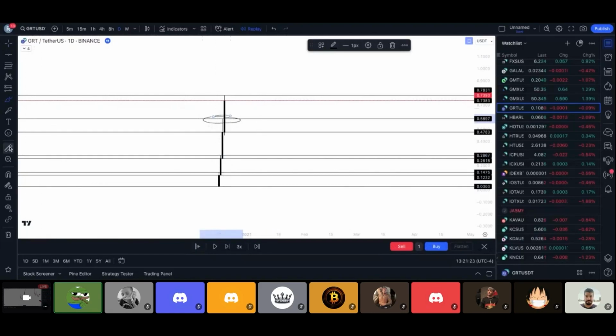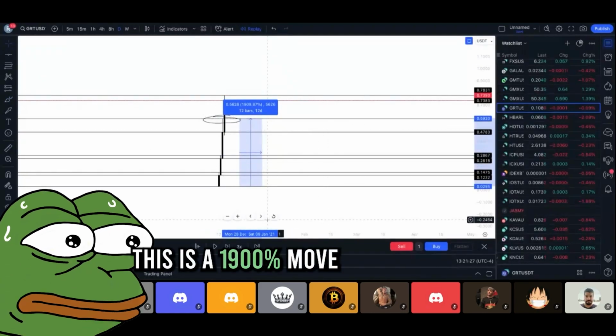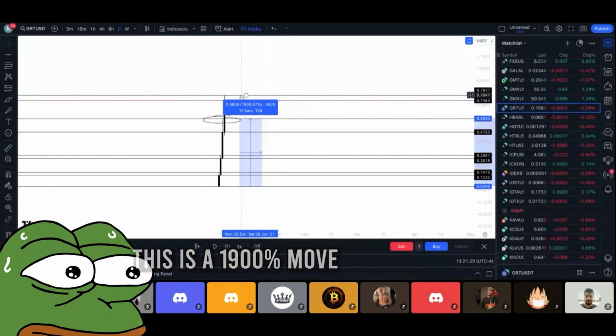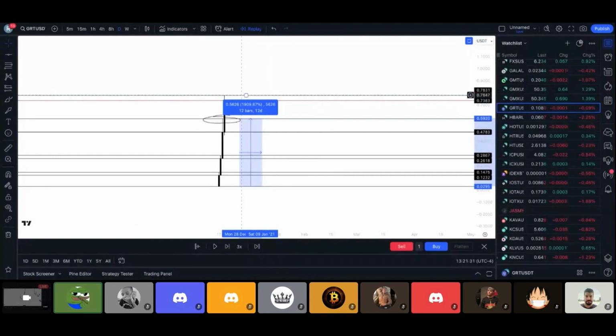Because we moved up from the bottom to the top here, we're up 1,900%. Like I said, it might not look like a lot, but this is a lot. In a few days' time, this is a lot of movement upwards with very minimal price action. And then once we get to this wick, we get a significant rejection in the price, right?